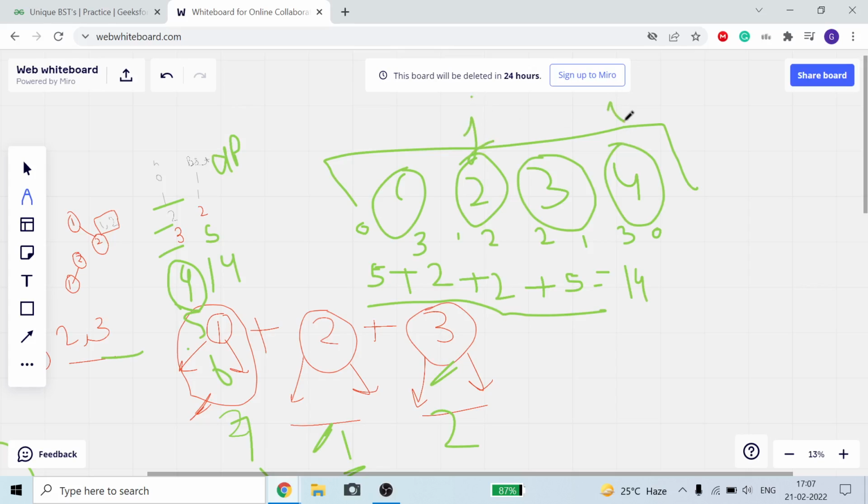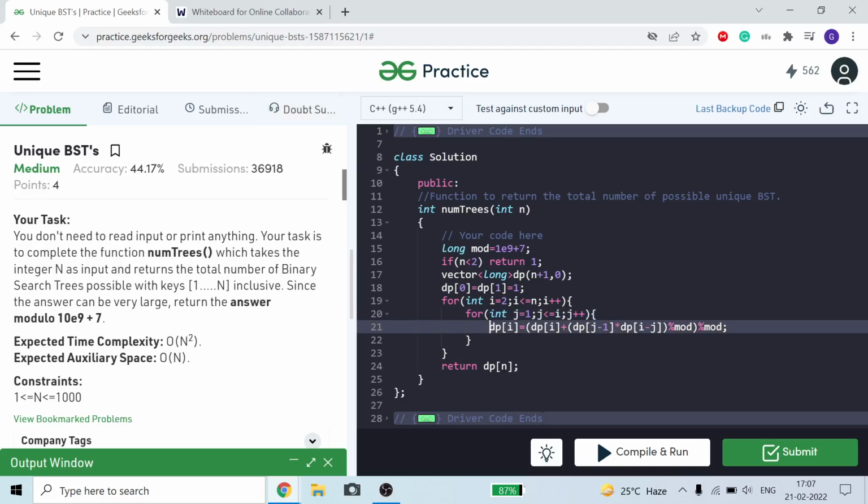Our i is equal to 4 at this moment, and initially j is equal to 1, then j is equal to 2, then j is equal to 3, then j is equal to 4. In the next step i is equal to 5, so our j will work accordingly. Similarly our i will increase up to n. And what will dp[i] store? dp[i] plus equals the number of nodes on the left side, j minus 1, multiplied by the number of nodes on the right side, modulo mod, and again modulo mod.